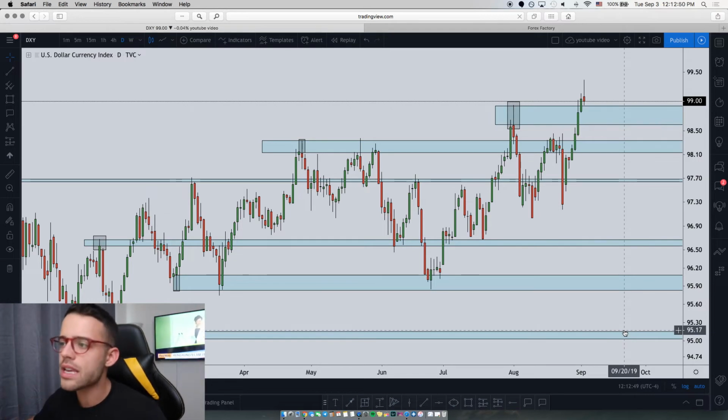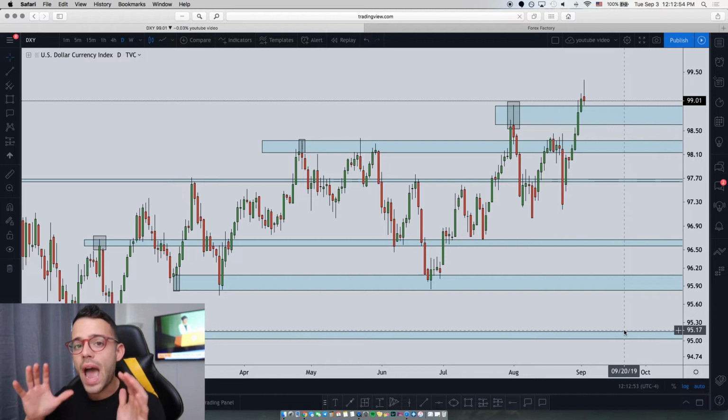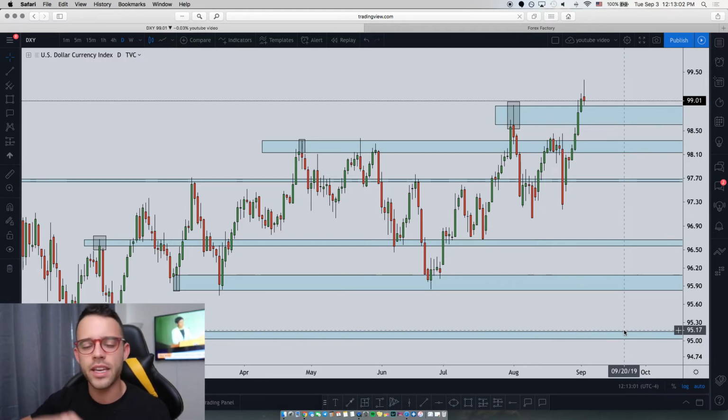Now, I have no EMAs on, no TDI, nothing, except my support and resistance zones. If you haven't seen the video on how to draw support and resistance zones, I teach you the 2-candle rule, the same thing I teach in the course for free. So you can click that, I'll link it right above and down below, even in the description, so you can understand exactly how I draw these zones.